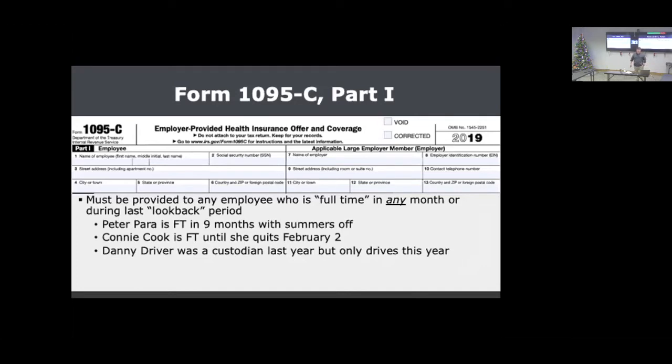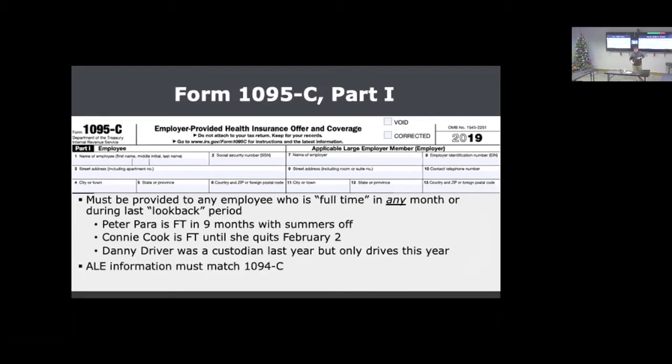Same with Danny Driver. He was a custodian last year, but this year he only drives bus. The question is not what is their full-time status the day you hand them the form. The question is, were they full-time in any month of 2019? So when we have that teacher who retires, does their 6-month sit out and then starts subbing for us, at the time they are subbing now, they're probably not a full-time employee, but we're reporting on the tax year 2019 and we're looking at the months in 2019, not where they are right now. So Peter Para, Connie Cook, and Danny Driver are all going to get a 1095-C, because they were full-time in at least 1 month of 2019.